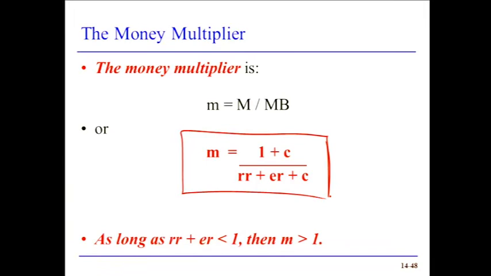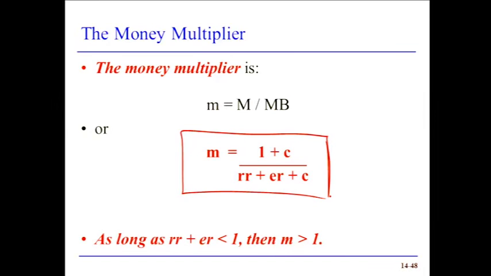And if the required reserve ratio is less than 1, that is, we have a fractional reserve banking system, then the denominator is going to be smaller than the numerator, so the value of the money multiplier will also be greater than 1. Right? Even if the excess reserve ratio is not 0, as long as the sum of the required reserve ratio and the excess reserve ratio is less than 1, the money multiplier will end up being greater than 1. Change the monetary base, you'll get a bigger change in the money supply.